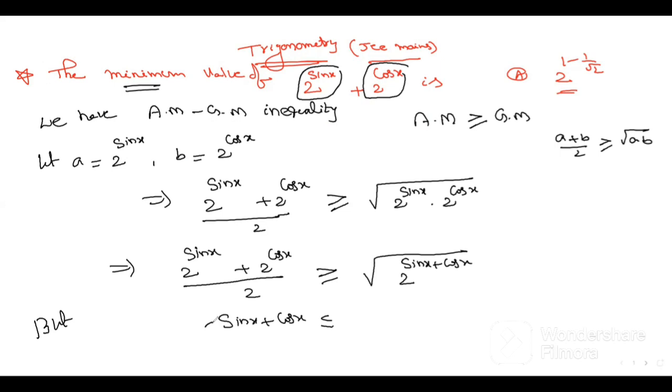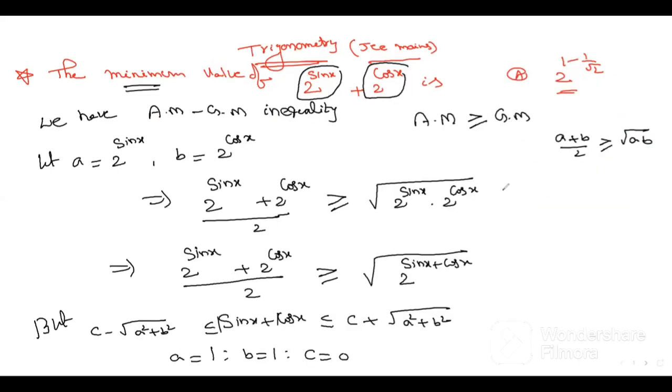So we have one formula: c minus root a square plus b square, and c plus root a square plus b square. Here a value is 1, the coefficient of sin x. b value is 1, the coefficient of cos x. The constant is 0 here, no constant. Now we should apply this formula.